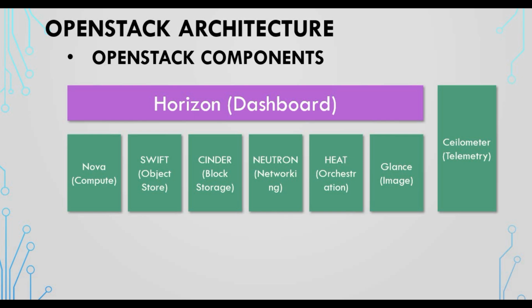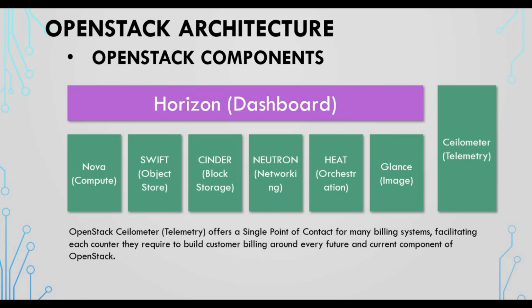And you also have something called Ceilometer. As I mentioned, it offers a single point of contact for many billing systems, facilitating the counters they require to build custom billing around every feature or current components of OpenStack, right? So Ceilometer is mainly focused on billing, to understand the usage of your OpenStack components, and then it will be used to build your OpenStack usage, right? So once you create a private cloud using OpenStack and you are giving it to users, you need some method to identify the usage and do the billing for customers, right? So that's the Ceilometer benefit.